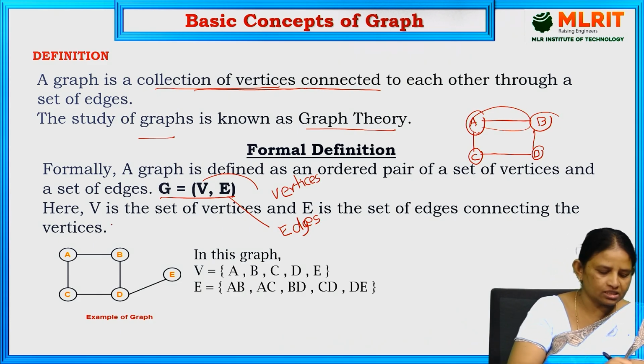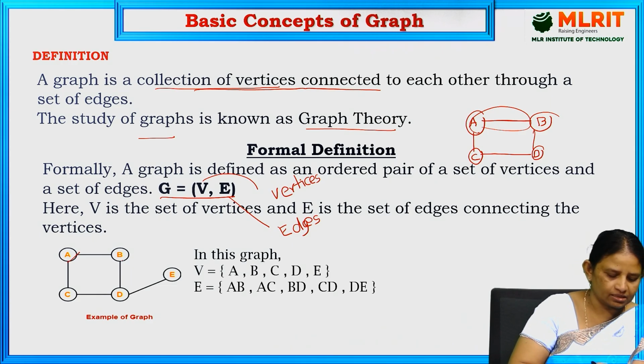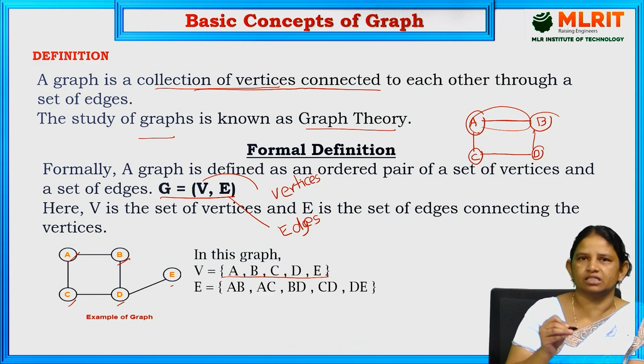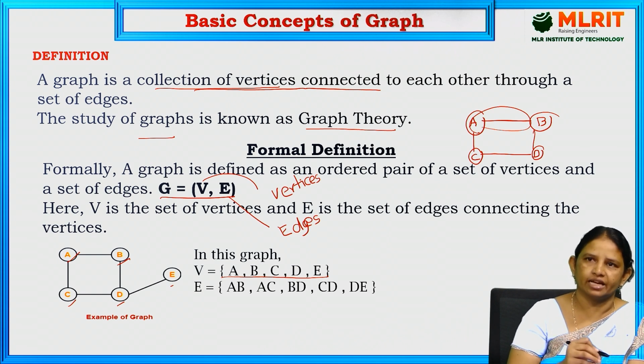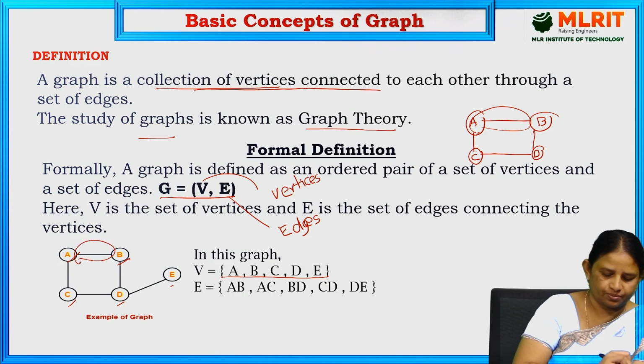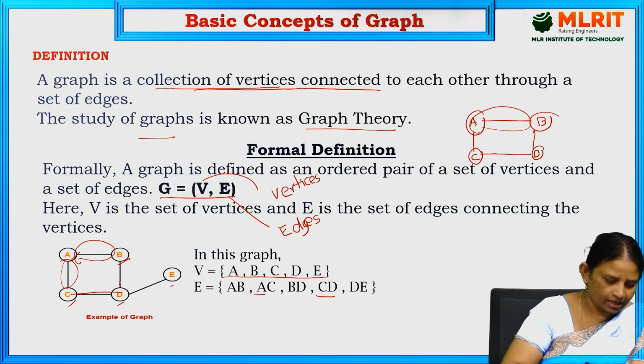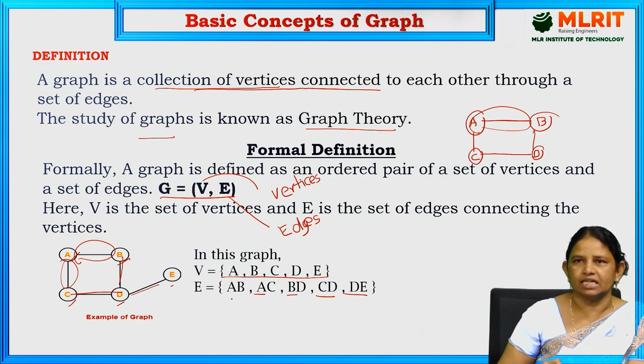For example, consider this graph. What are the set of vertices in the graph? A is one vertex, B is one vertex, C, D, E. All these are called vertices. Then the vertices that are connected are called edges. What are the set of edges present in the graph? A to B is one edge, AB. Then A to C is one edge, AC. Then C to D is also connected, so C to D is one edge. Then B to D is one edge. Then D to E is another edge. These are called the set of edges.